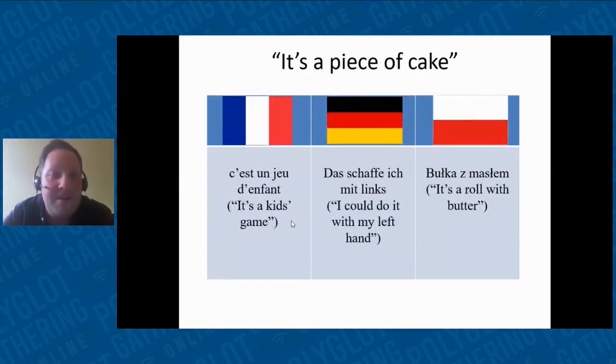Okay, so it's a piece of cake, I think, is another good one here. I know in French they don't use this food analogy. They would just say it's a kid's game. So I think it's like something very easy. In German, I could do it with my left hand. It's this idea that most people are right-handed, so it's so easy that you don't even need your dominant hand. And in Polish, they keep this food idiom, but they would say it's a roll with butter.